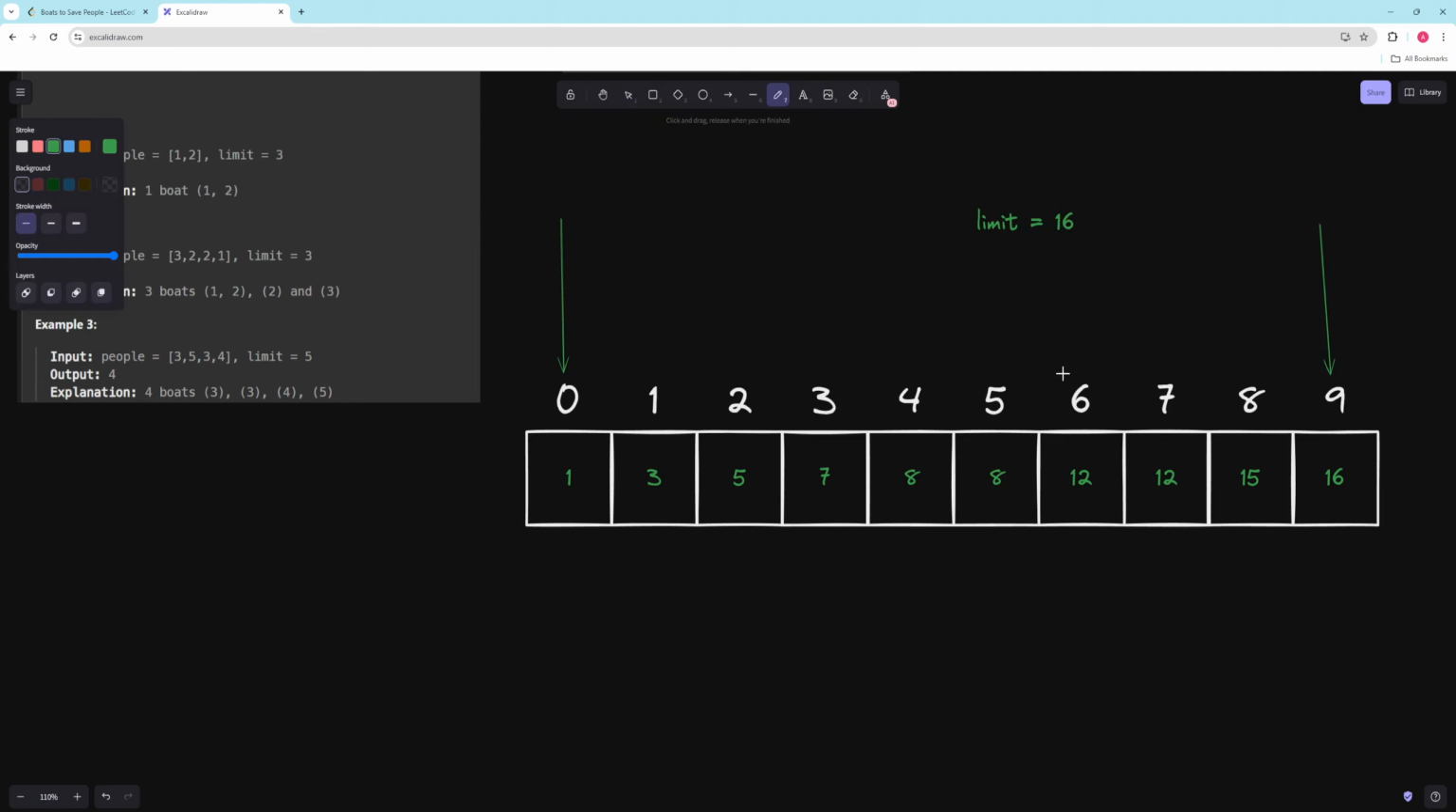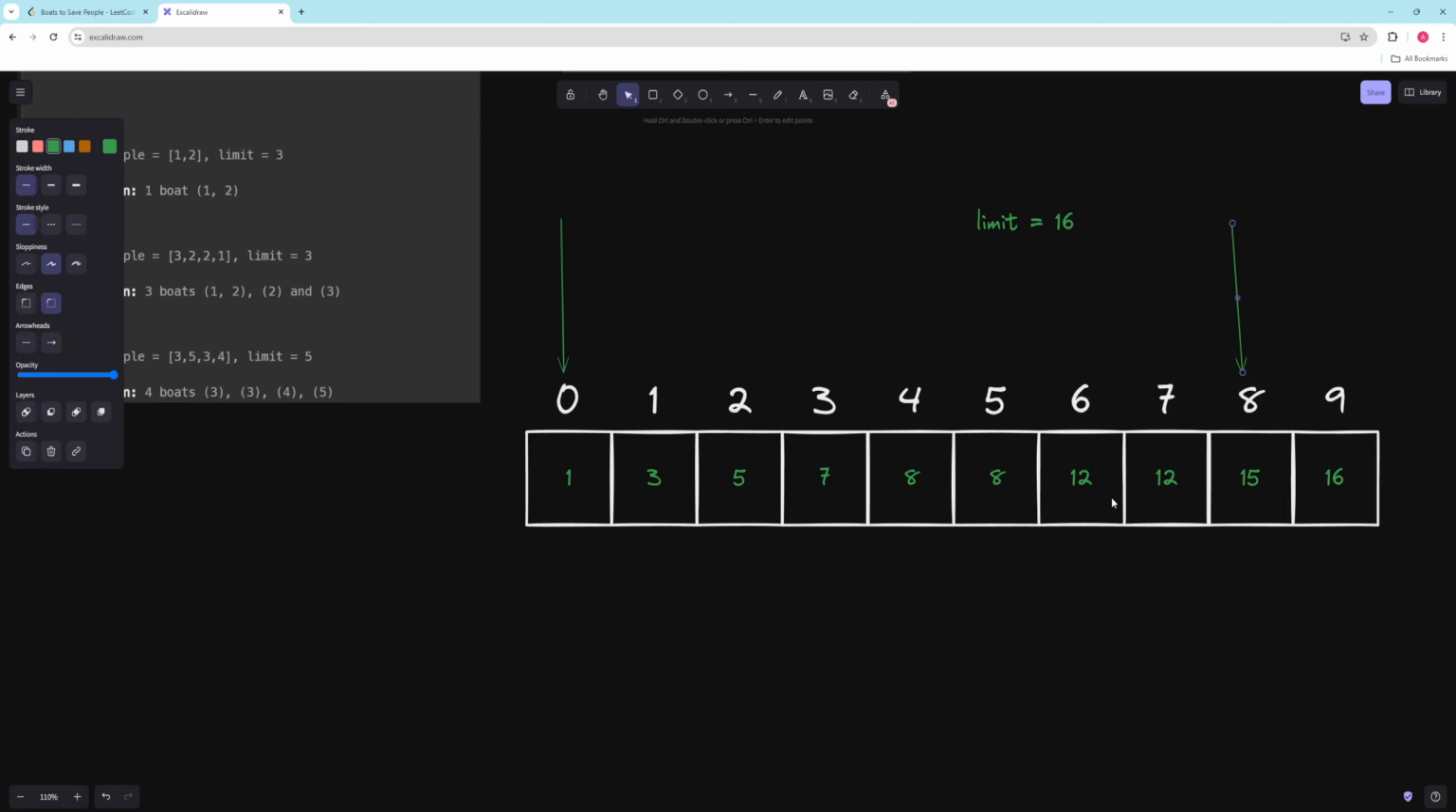Now you basically have 2 choices. You either take the biggest guy and the smallest guy, or if the biggest guy and the smallest guy is too big, you just take the biggest guy, and then you just count up your number of boats. So now, like in the beginning, I can't take both of them because it's too big, so I'll just take the biggest guy. Then I'll move this in.